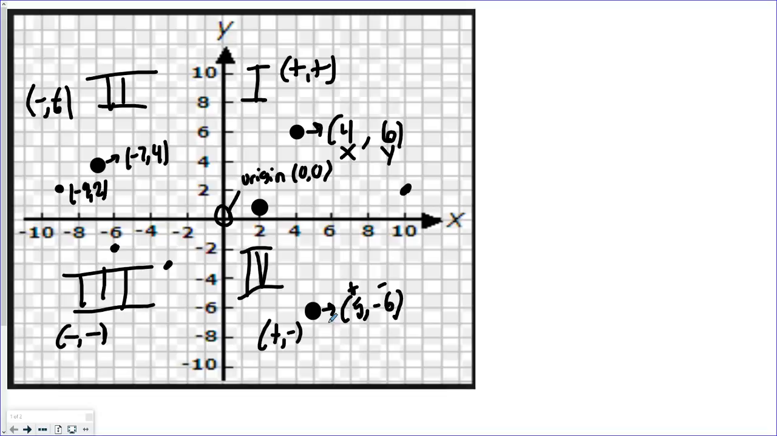So one thing, if you know the quadrants, you can kind of figure out where a point's going to be before you even graph it. So if I say graph the point 5, 4, you know automatically it's going to be in this quadrant right here because they're both positive, so 5, 4 has to be in this first quadrant there.